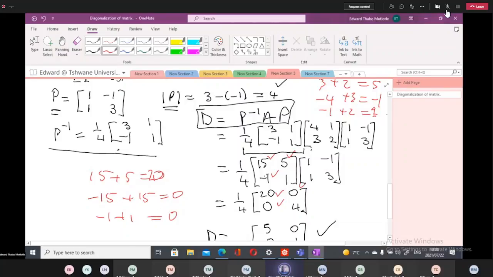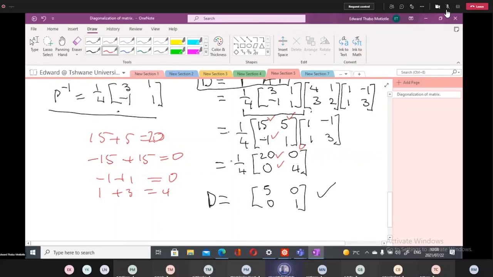And then the last one, minus 1 multiplied by minus 1 gives me 1. 1 multiplied by 3 is plus 3. This is equivalent to 4. So now we are going to multiply this matrix by the scalar 1 over 4. If you multiply 20 by 1 over 4, it gives you 5. You multiply 4 by 1 over 4, it gives you 1. The remaining ones are zeros. You can see 1 over 4 times 0 is 0. So now I have managed to determine this diagonal matrix D. This process is called diagonalization.